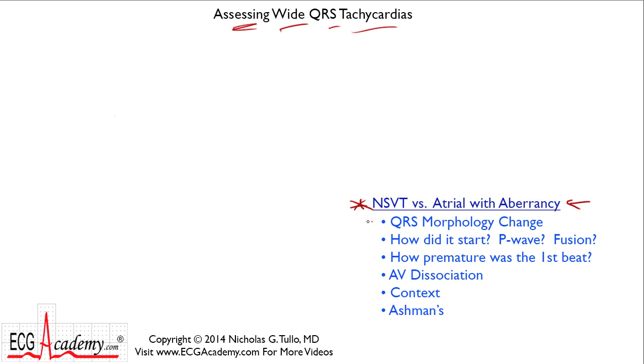is atrial or ventricular. You have to look for changes in the QRS morphology, examine how did it start, and whether there's a P wave that initiates the arrhythmia, or whether you can look for fusion beats at the beginning. Decide how premature was the first beat, and can you explain aberrant conduction, because functional aberrancy only occurs with rapid or premature beats. I'll show you how to look for AV dissociation, and you have to look at the big picture. What context did it occur in? Was there AFib underlying? And does the arrhythmia fit this aberrant phenomenon known as Ashman's?